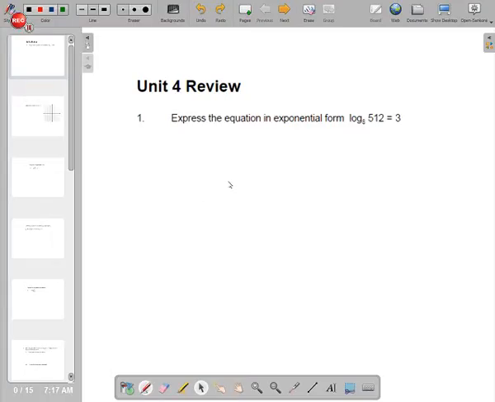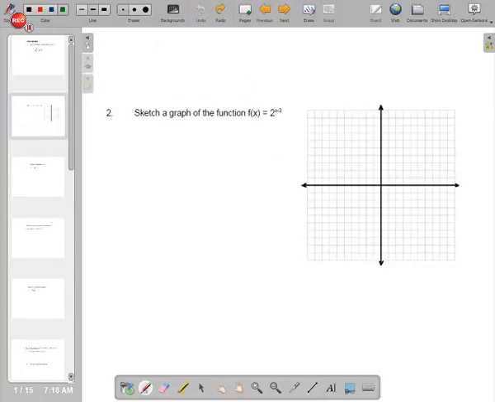Alright, Unit 4, here we go. First question, this is our log unit. We're going to go ahead and rewrite this as an exponent. So if I'm rewriting it as an exponent, I got to think of the base of the exponent. If it's a base 8 logarithm, it's a base 8 exponent. So 8 to the third equals 512. That's all you got to do when you rewrite it.